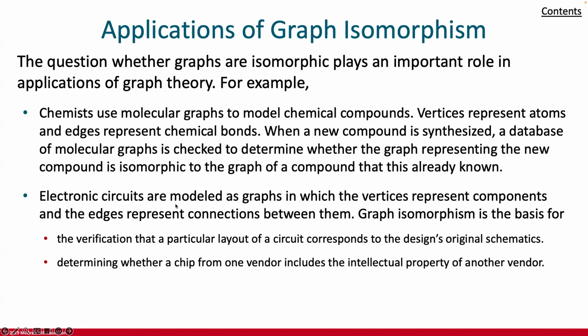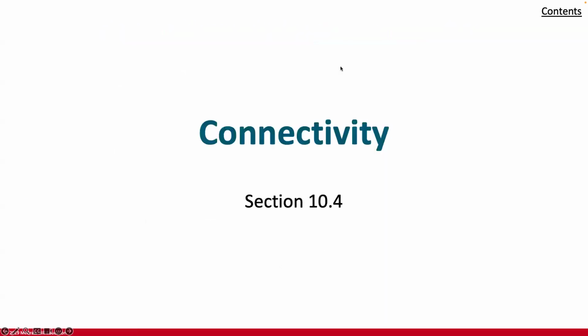Electronic circuits are modeled as graphs in which the vertices represent components and the edges represent connections between them. And so we can see a couple of examples here, molecular graphs and electronic circuits, where graph theory and graph isomorphisms can be helpful.